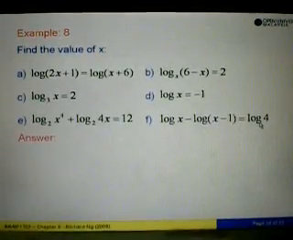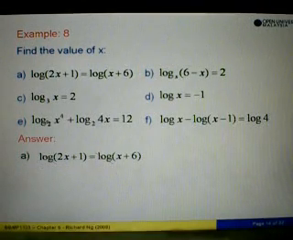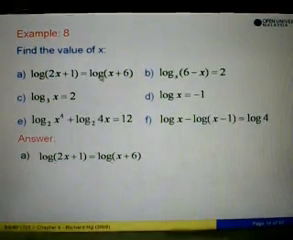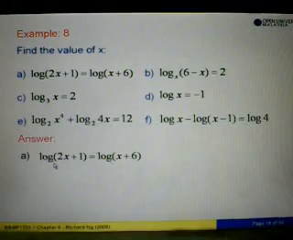Okay, let's look at example 8 now. We are asked to find the value of x for the following equations. In example A, we are given log of 2x plus 1 equals to log of x plus 6. Now, look at the log on the left hand side and log on the right hand side. If the base is not written, it is understood that it is base 10.